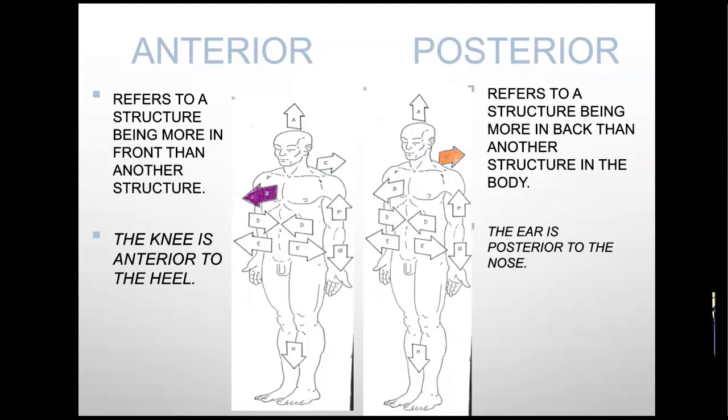Anterior and posterior. Anterior refers to a structure being more in front of another structure. So your knees are anterior to your heels. And then posterior means a structure being more in back or behind another structure. So your ears are posterior to the nose. So front and back, or in front of and behind.